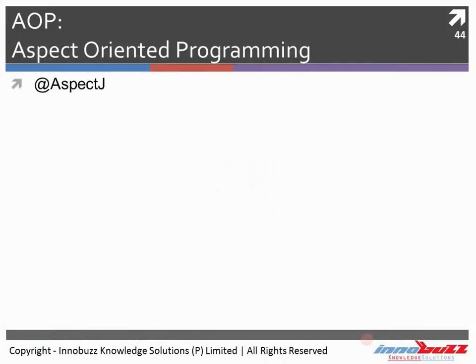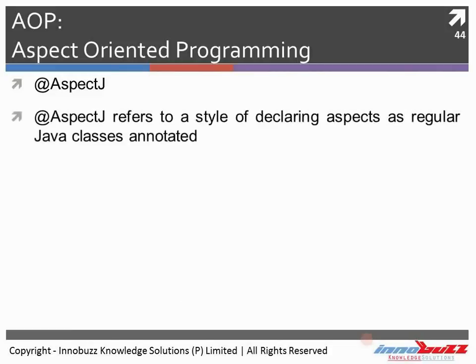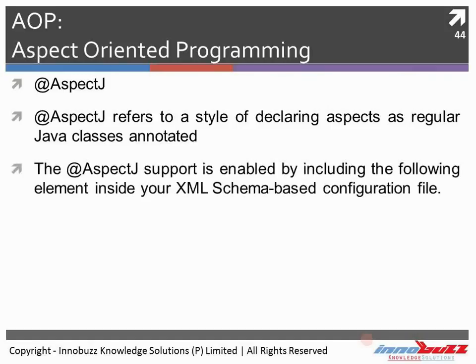So, AspectJ is used for aspect-oriented programming. Aspect-oriented programming can also be performed using an XML configuration file, using the AOP tag elements. But here we are seeing the annotation, that is, AspectJ functionality using basic AspectJ annotation. This refers to a style of declaring aspects as regular Java classes annotated. The @AspectJ support is enabled by including the following element inside your XML schema based configuration file.